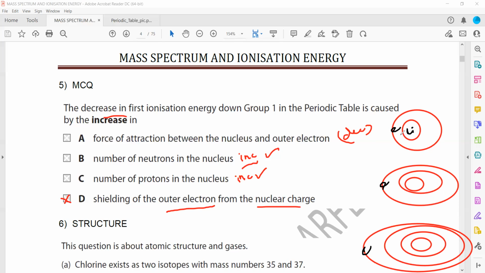For lithium, few inner shell electrons. For sodium, more inner shell electrons. For potassium, a greater number of inner shell electrons. So the shielding effect is increasing, and that increase in the shielding effect causes a decrease in ionization energy.